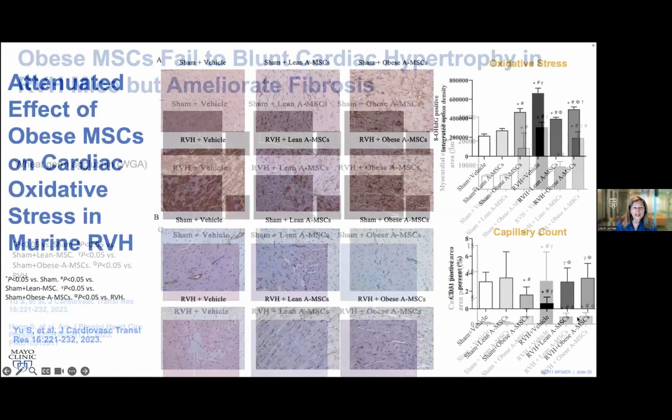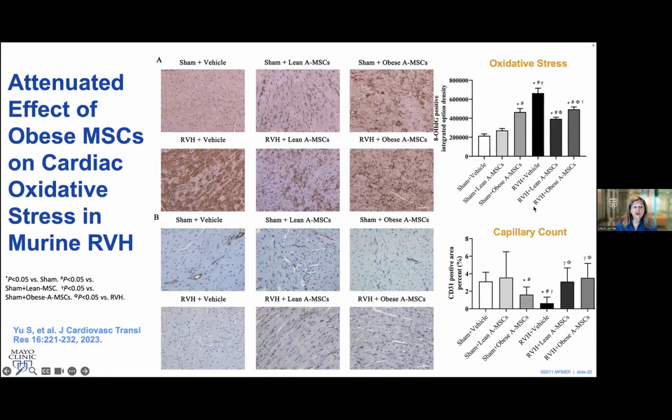In addition, we also studied the effects of the MSCs on oxidative stress and capillary count in RVH hearts. On the left panel and in the right panel, you can see there is increased oxidative stress in the hypertensive heart, as detected by 8-OHdG staining. And this was attenuated by lean MSC, but much less so by obese MSCs. And again, like we observed for hypertrophy, we find that infusion of obese MSCs alone can increase oxidative stress in the hearts exposed to renovascular hypertension.